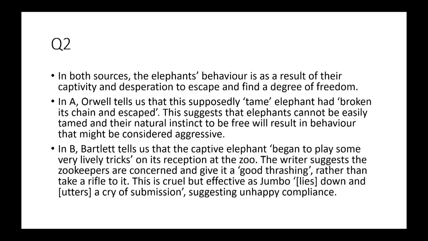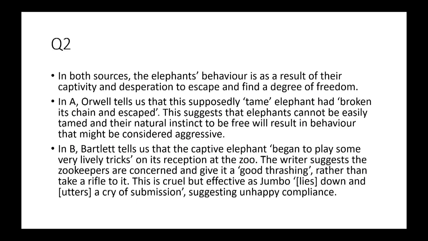In A, notice how I'm not using extra words that I don't need to. Orwell tells us that this supposedly tame elephant had broken its chain and escaped. See, I'm using quotations embedded, really just as a way to show that the evidence is there. You could use your own words as well. I've seen 8 marks given to students who don't use quotations for this, but my advice is still to use quotes because it will allow you to show off a skill, which is marked for. Anyway, this suggests that elephants cannot be easily tamed, and their natural instinct to be free will result in behaviour that might be considered aggressive.